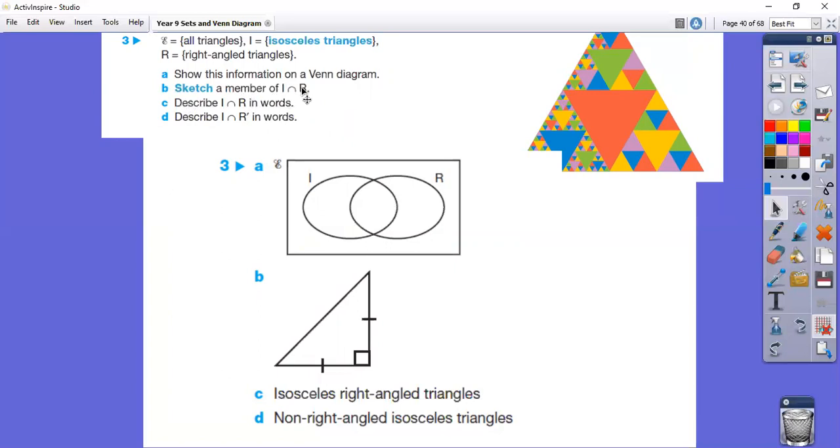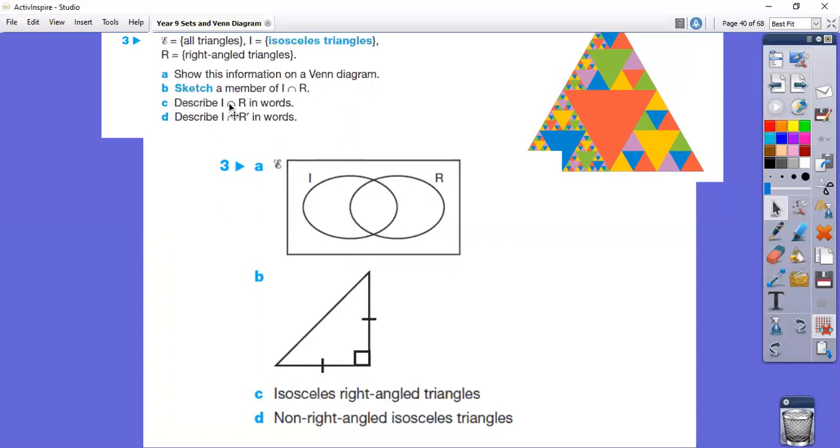Sketch a member of I intersect R. So this is a right angle triangle, and it's also an isosceles triangle because these two sides are the same. So this angle and this angle will be the same. And because it has a right angle as well, it's a triangle that belongs in both of these sets.